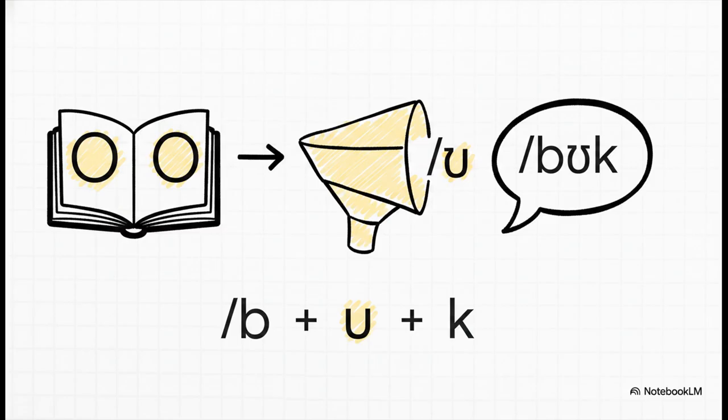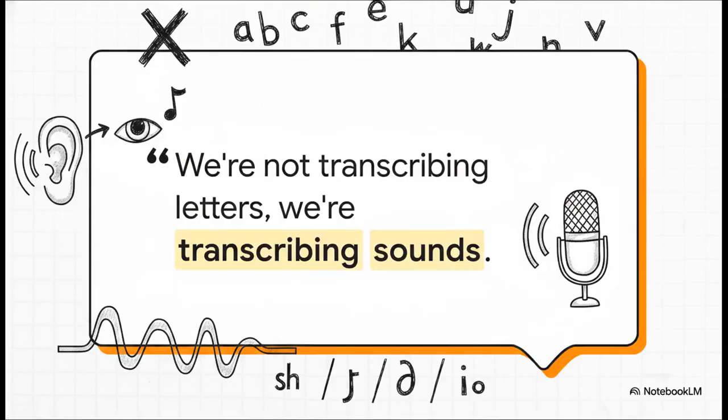This perfectly demonstrates the golden rule of all this, which is, as the pronunciation expert Emma puts it, we're not transcribing letters, we're transcribing sounds. This is so important. You have to forget how a word is spelled. Just close your eyes and listen. It's the sounds that you're writing down, not the letters on the page.